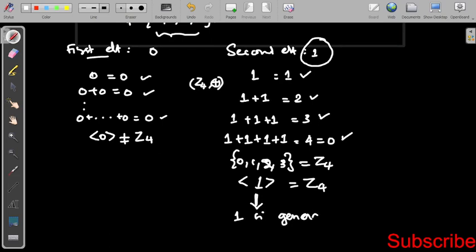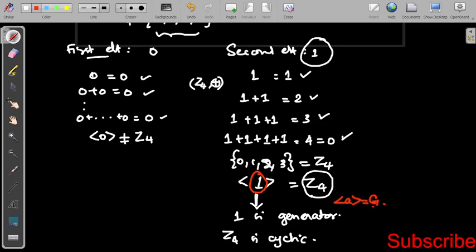If this exists, then you can say that Z4 is cyclic. That group is cyclic. Understand the concept clearly. The element is said to be a generator if a generated is equal to the whole group G, which means the group is said to be cyclic. And not only this, we have to check the other elements also.